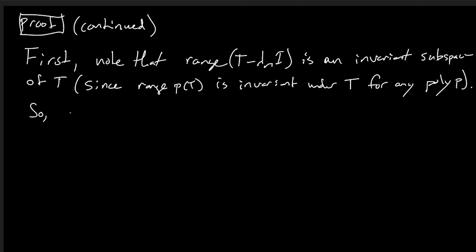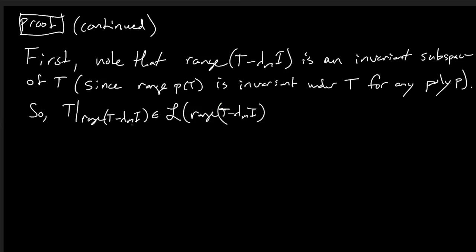Okay, so T restricted to the range of T minus lambda m I is an operator in script L on the range of T minus lambda m I. Here, once again, I am slightly abusing notation to use this restriction to mean not just the restriction of the domain, but also the corresponding restriction of the codomain of T. So since it sends it to itself, we'll write T restricted to range T minus lambda m I to mean the operator that sends range T minus lambda m I to itself in the exact same way that T does. Okay. All right.